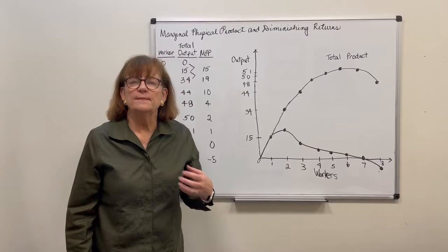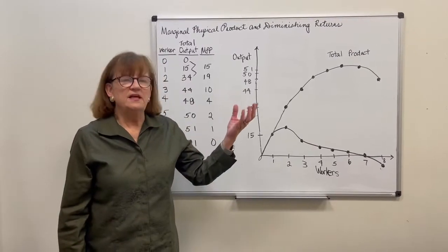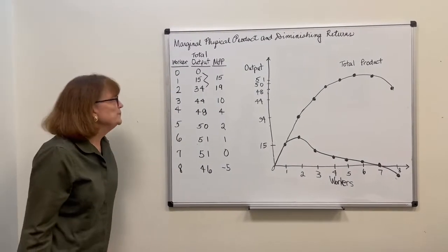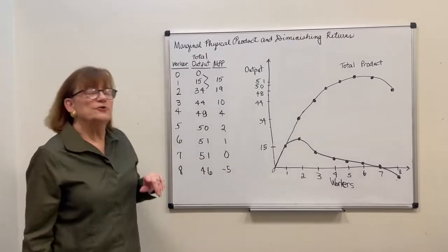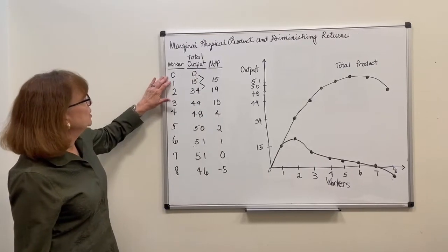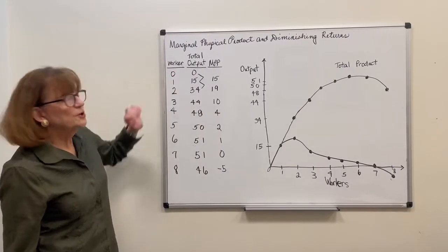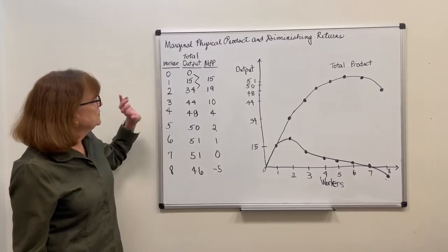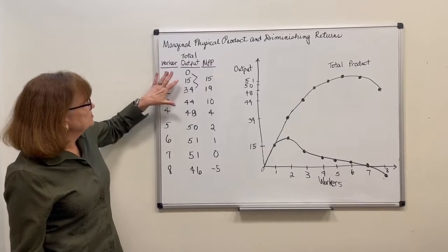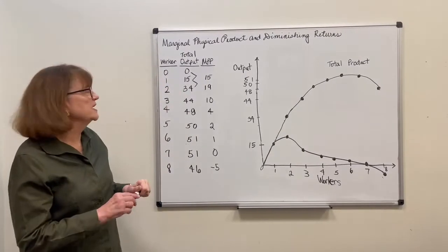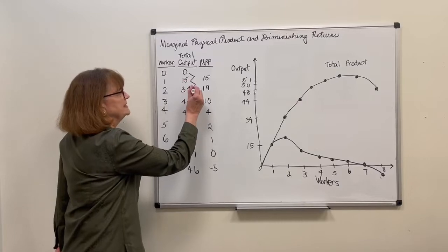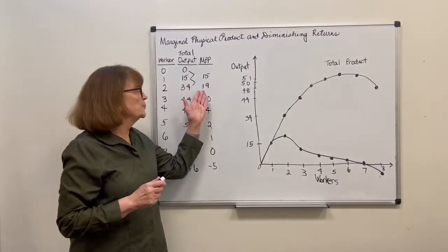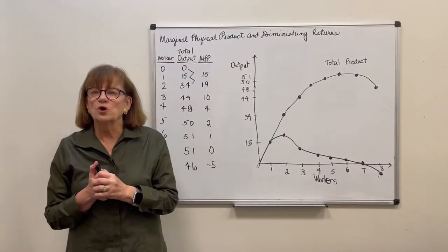The factory, the bakery, the tea shop, it just doesn't matter what firm it is. So if you have no workers, you have no output. If you have one worker, let's say that total output rises to 15 units. If you hire another worker, total output increases from 15 to 34, so the contribution of the second worker is an additional 19 units of production. That's the marginal physical product of the second worker.